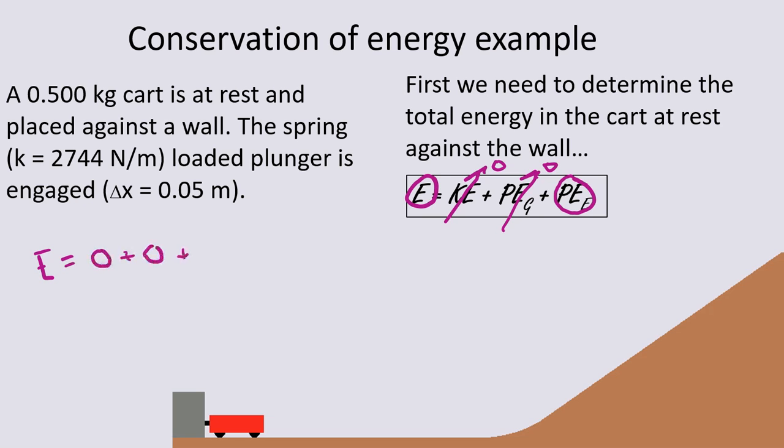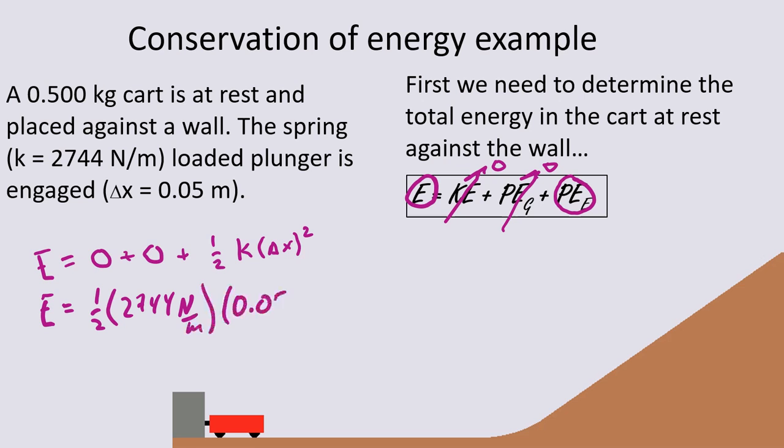So the energy, we'll start filling things in here. The energy is equal to the two zeros plus the equation for our elastic potential energy, 1/2 spring constant times the displacement squared. So we just start filling this in here. So we've got 1/2 times that 2744 newtons per meter times the 0.05 meters squared. So if we work all that out, we end up with an energy of 3.43 joules, all contained in that cart just sitting there right now.